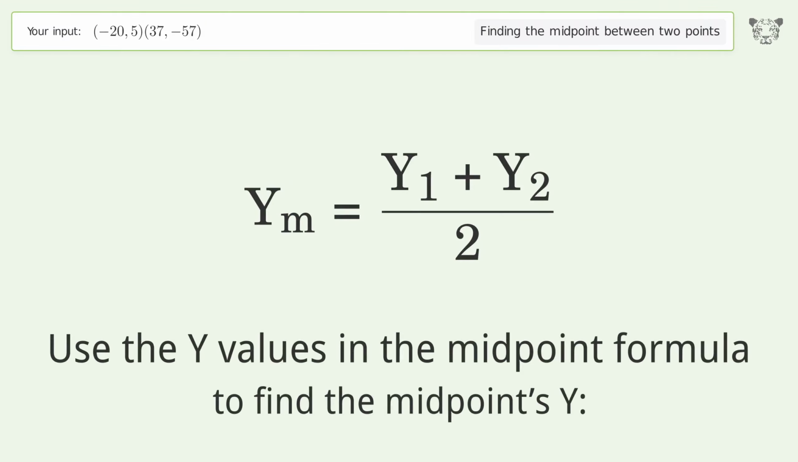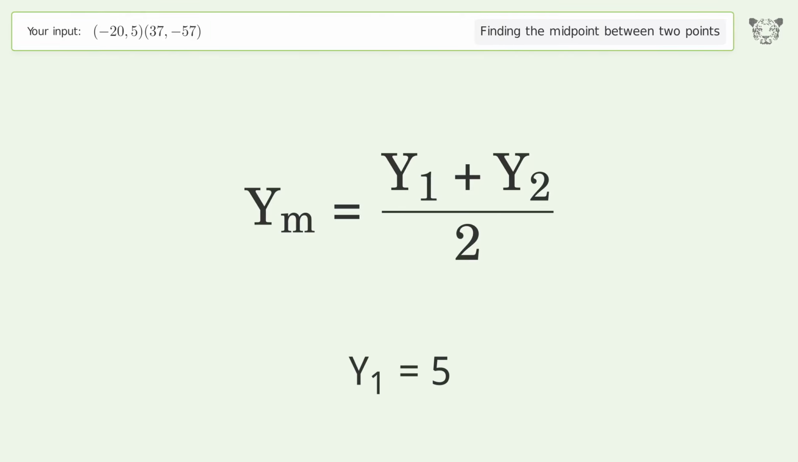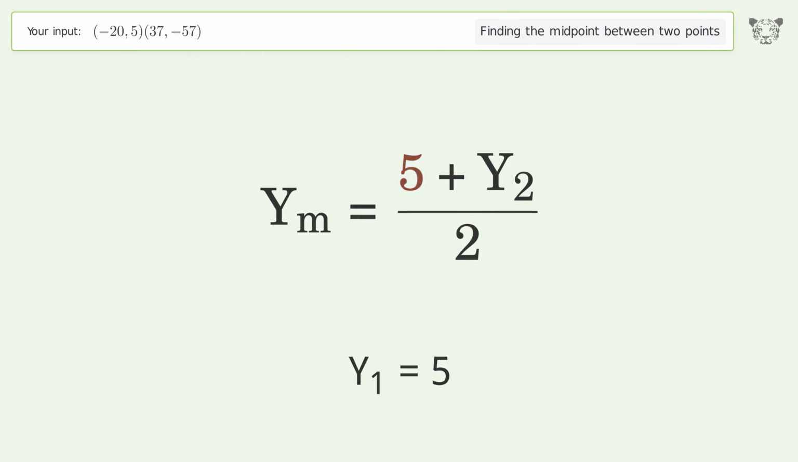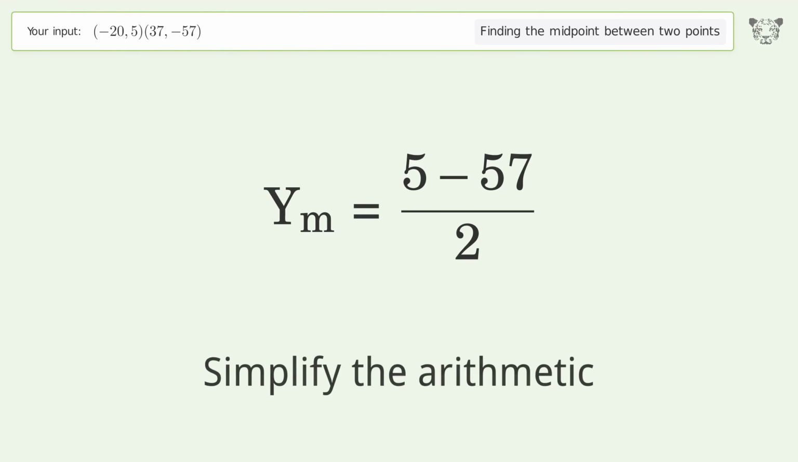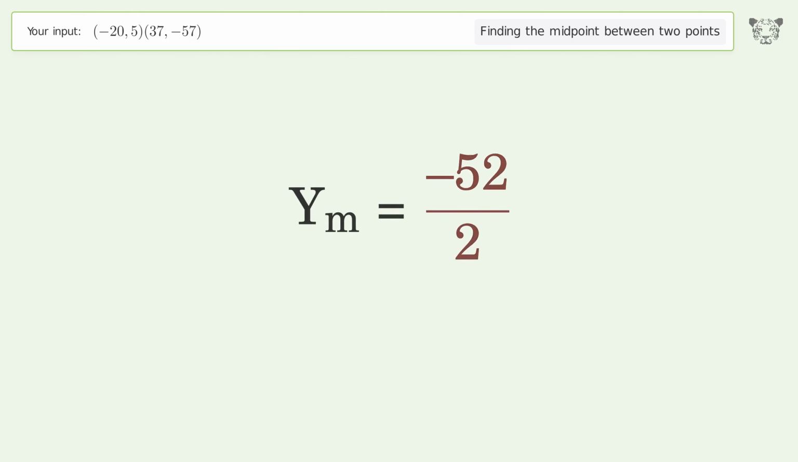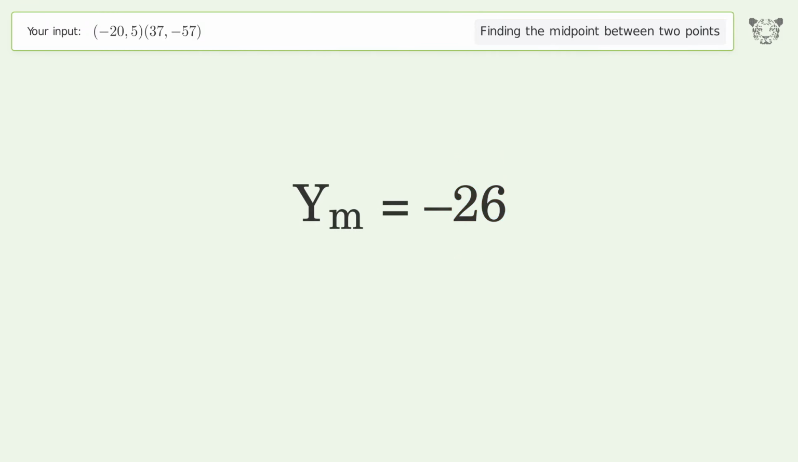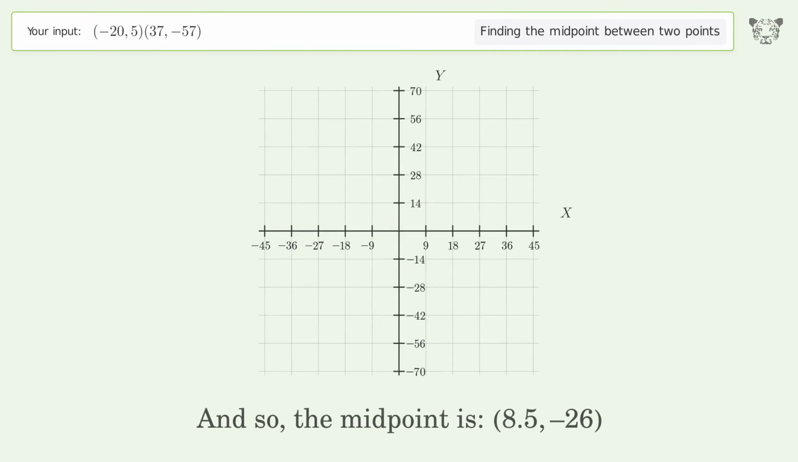Use the y values in the midpoint formula to find the midpoint's y. y1 equals 5. y2 equals -57. Simplify the arithmetic. And so, the midpoint is 8.5, -26.